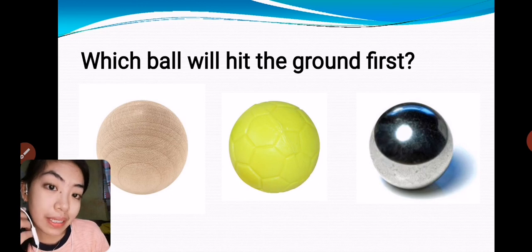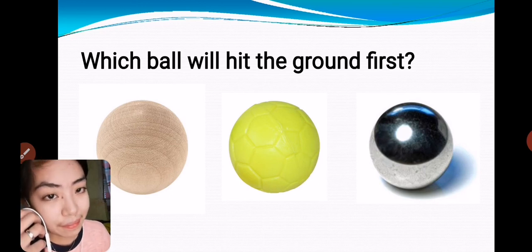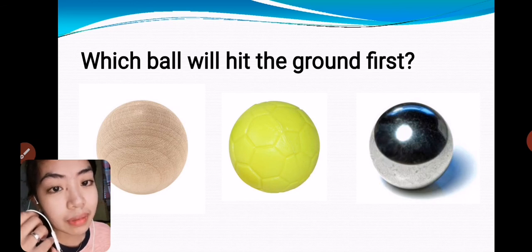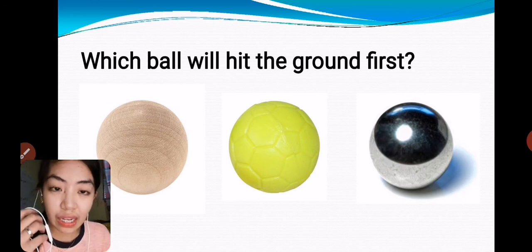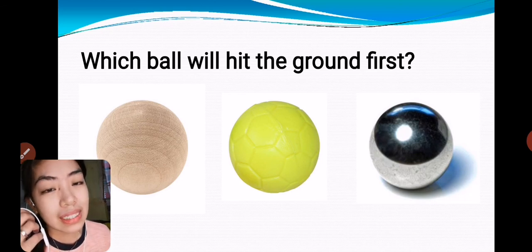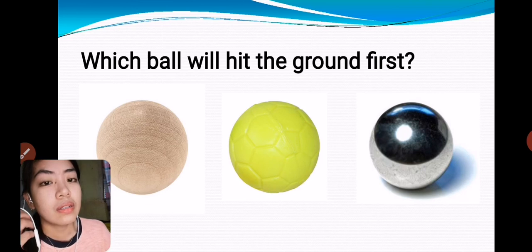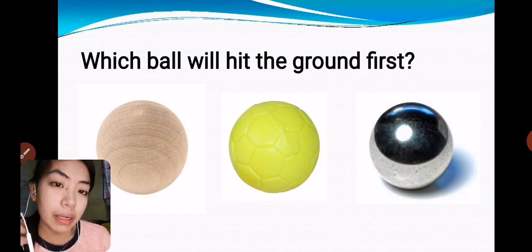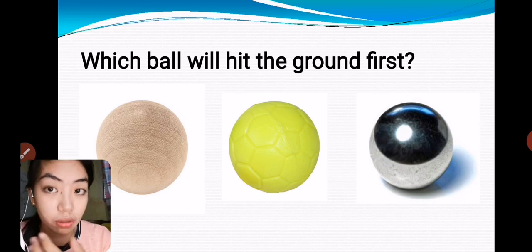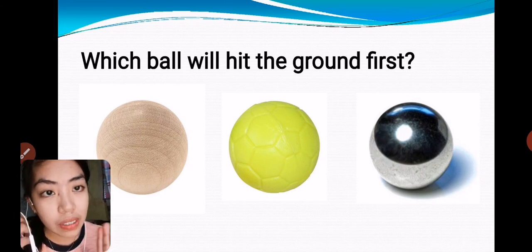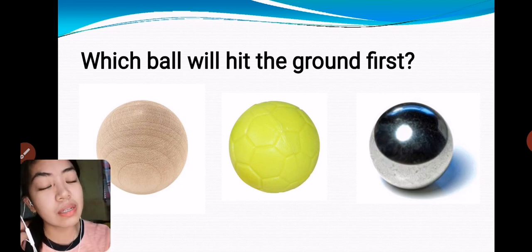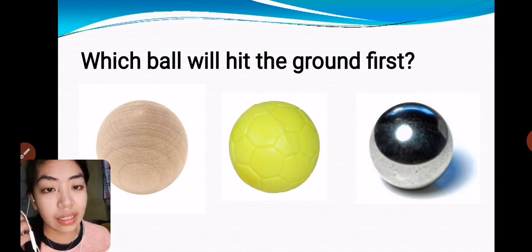So, the answer will be the same. They will arrive at the same time kung nandun sila sa loob ng vacuum. So, pag kasi nasa vacuum, it doesn't care about the mass. It only cares about the gravity presence. So, or simply, pag sinabi kasi nating vacuum, ito yung walang air. If ever there is no presence of air, tapos ibinagsak nyo ng sabay-sabay yung tatlong bolang yan, mapapansin nyo na sabay-sabay din silang babagsak, kahit magkakaiba sila ng bigat or magkakaiba sila ng mass.